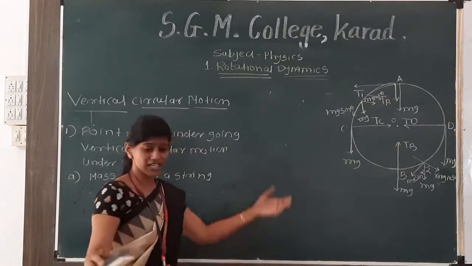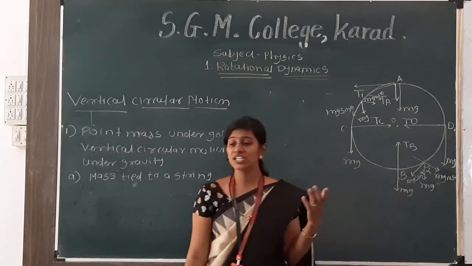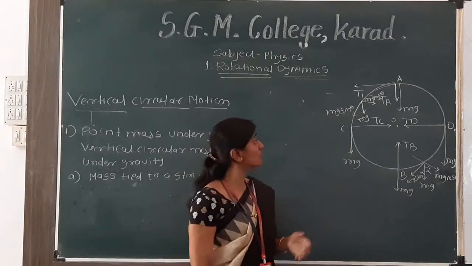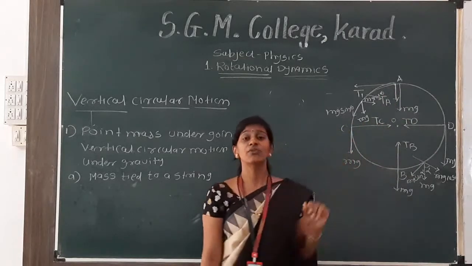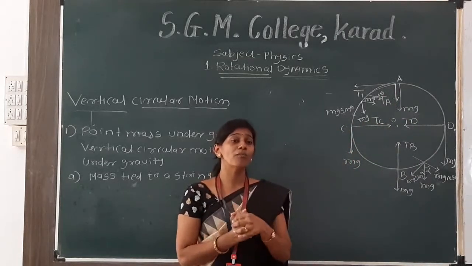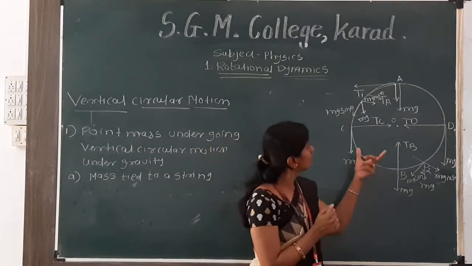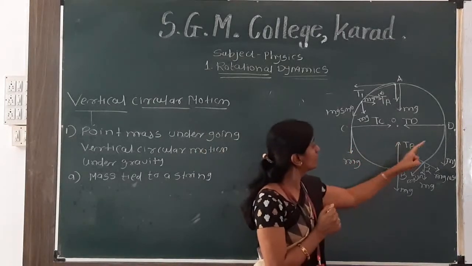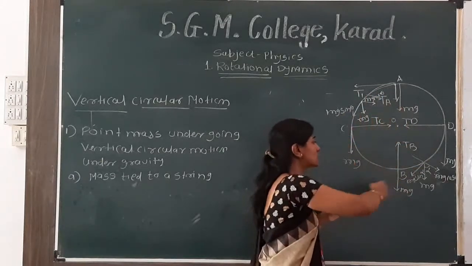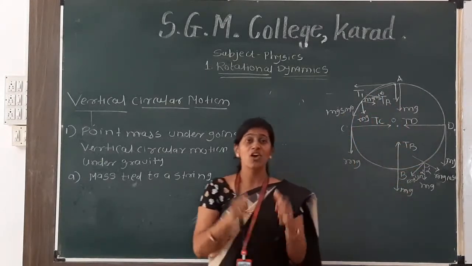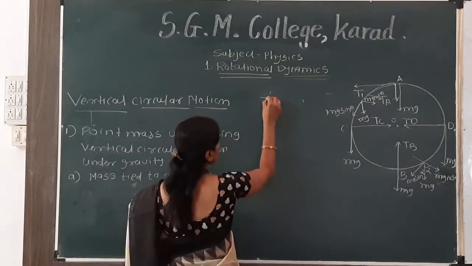I want to explain the diagram. When the bob, or any object, performs circular motion, at any position in the vertical circular motion, two forces are present on that bob. The first force is due to tension.